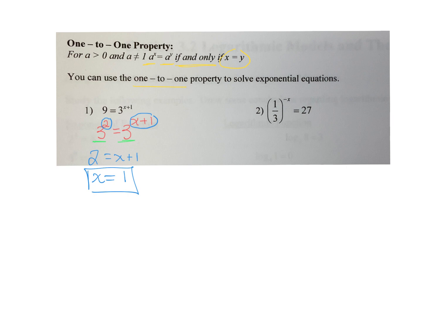Same idea on the other side. These bases are not the same. This one we have to rewrite both bases, and you can't change anything. The base they have in common is 3. So 1/3 is the same thing as 3 to the negative 1, and then negative x. You can't drop the negative x that was already there. And then 3 cubed makes 27. Remember, you multiply the negative 1 and the negative x, you get 3 to the x equals 3 to the 3rd. And this one's really easy. x just equals 3. So it's a cool little property you can use to solve these exponential equations.